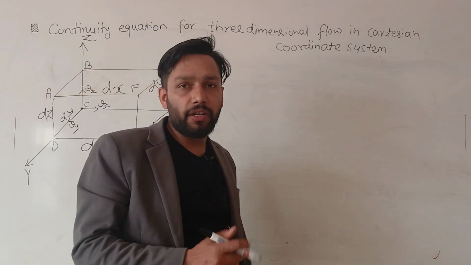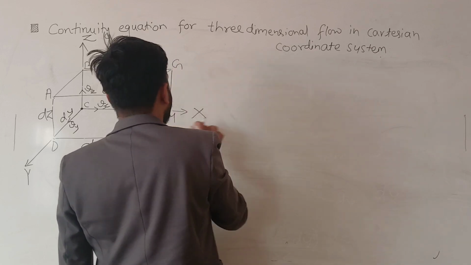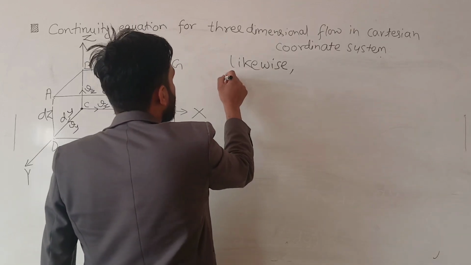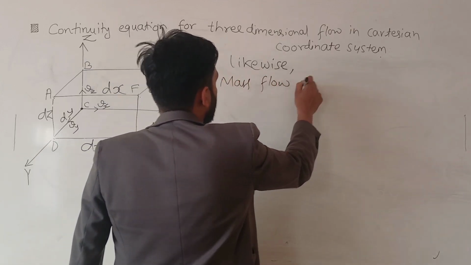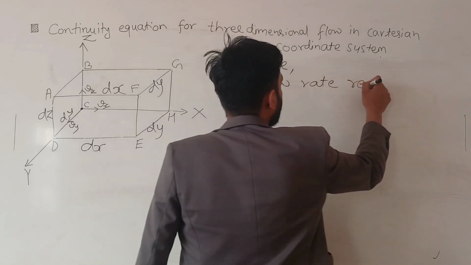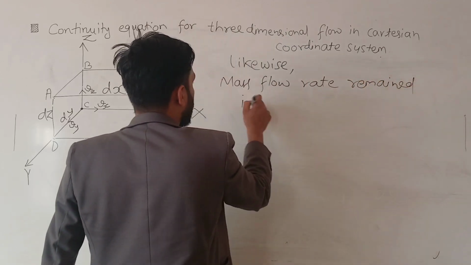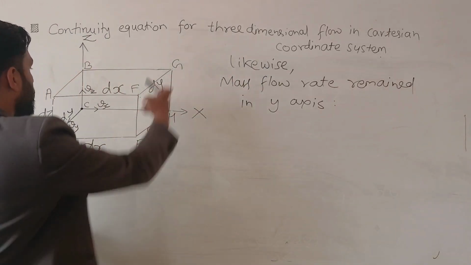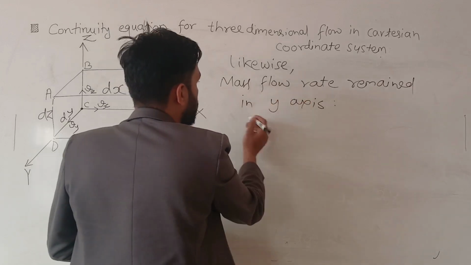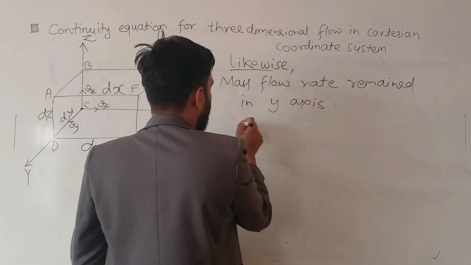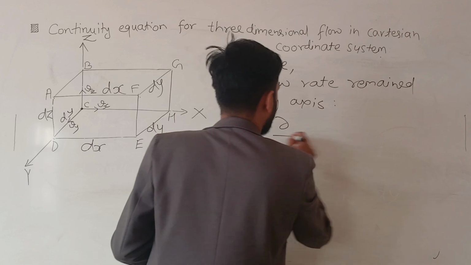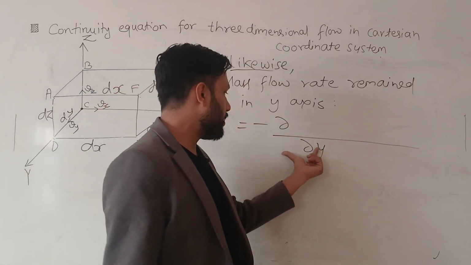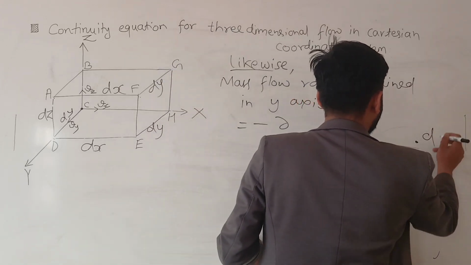Now you can write likewise for the other axes. Likewise, the mass flow rate remained in the y axis. You don't have to find entering and leaving for the y axis, you can just generalize and say likewise. So that is minus del by del y, because you are finding the mass flow rate remained in the y axis, into dy.